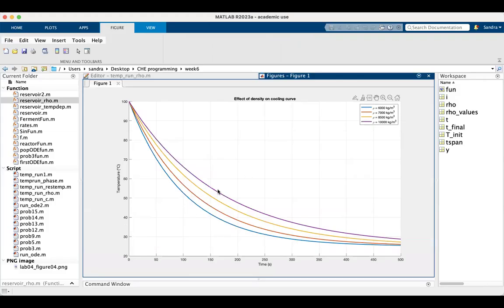So what happens when rho is equal to 10,000? The violet one is rho equal to 10,000, then rho equal to 8,500, rho equal to 7,000, and rho equal to 6,000. If you go from this direction, this is the decreasing order of rho, decreasing order of density. So the higher the density, the lower the temperature drop. The temperature drop is slower, but the lower your density, the higher the temperature drop. That is why the slope is pretty steep. And under all these conditions, it again asymptotically goes to the reservoir temperature, which is 25 degrees Celsius. Is this clear? Any doubts?